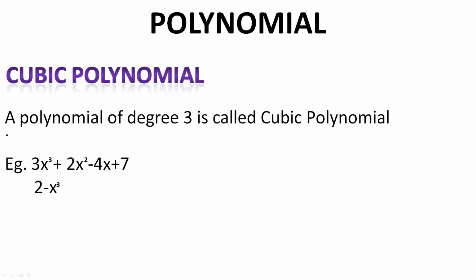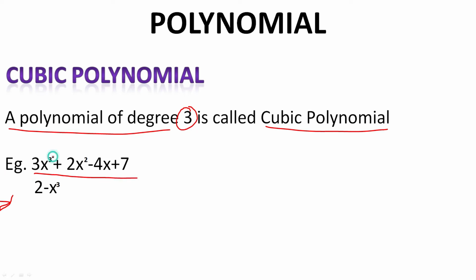Cubic polynomial. A polynomial whose degree is 3 is called a cubic polynomial. Example: 3x cube plus 2x square minus 4x plus 7. In this equation, the degree of the polynomial is 3, so it is called a cubic polynomial.